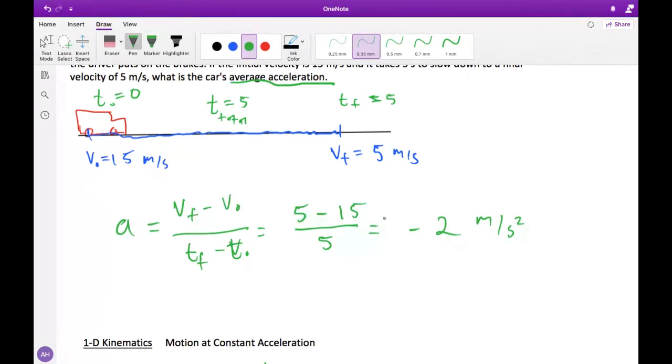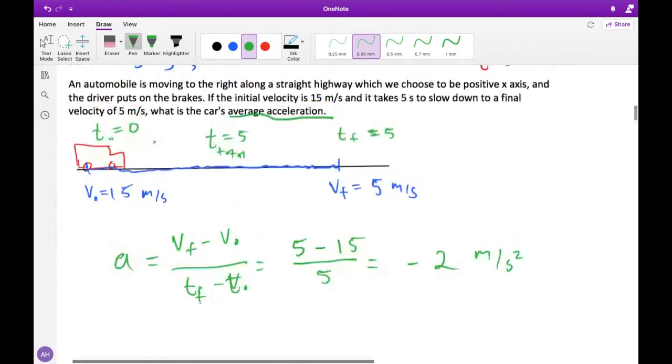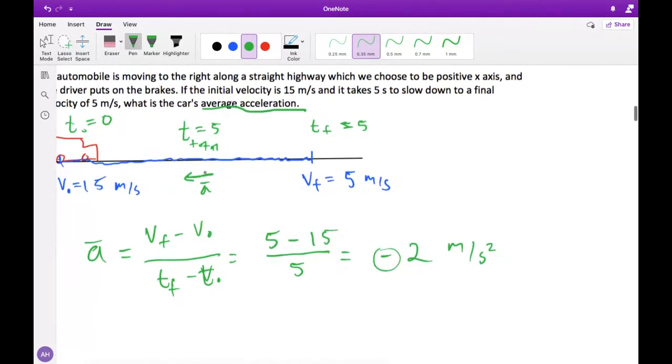And so this gives us negative 2 meters per second squared. Notice that we get a negative number, which makes sense with the problem because this object is actually slowing down. Since we know acceleration is a vector, this negative just means the acceleration vector was pointing in the negative direction. And here, it's good for me to point out how the velocity vector and acceleration vector interact with each other.